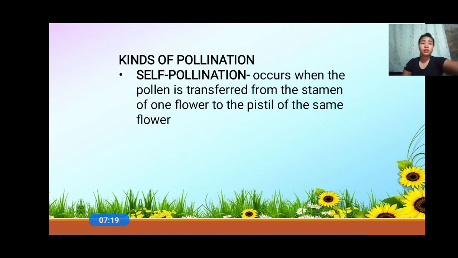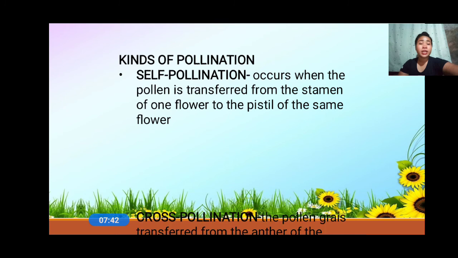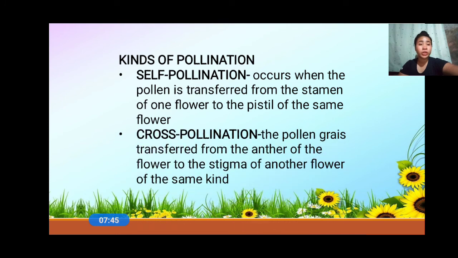Do you understand me? Okay, so there are kinds of pollination. Self-pollination occurs when the pollen is transferred from the stamen of a flower to the pistil of the same flower. The same flower, that is self-pollination. And then we have cross-pollination, wherein the pollen grains are transferred from the anther of a flower to the stigma of another flower of the same kind.